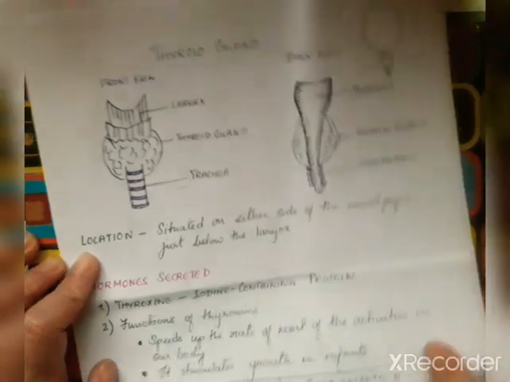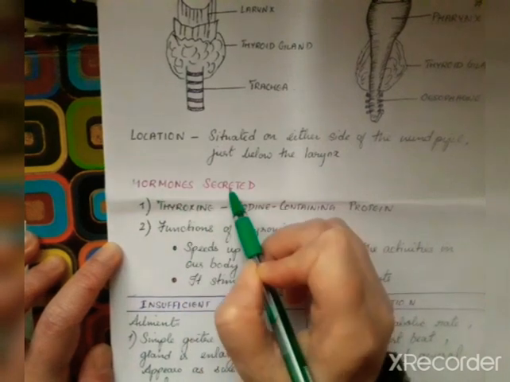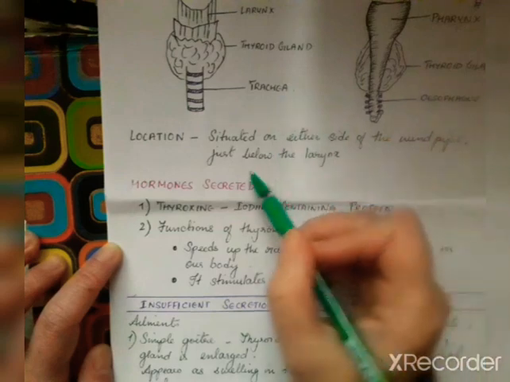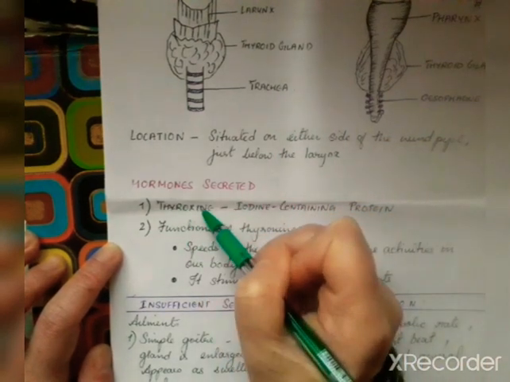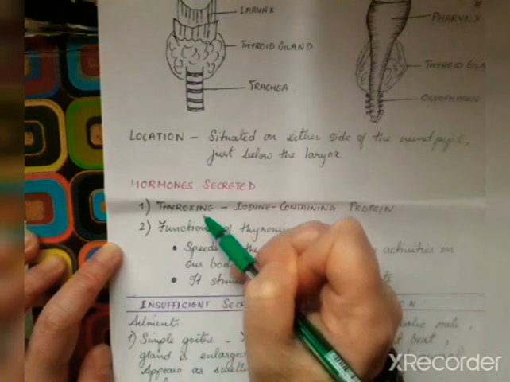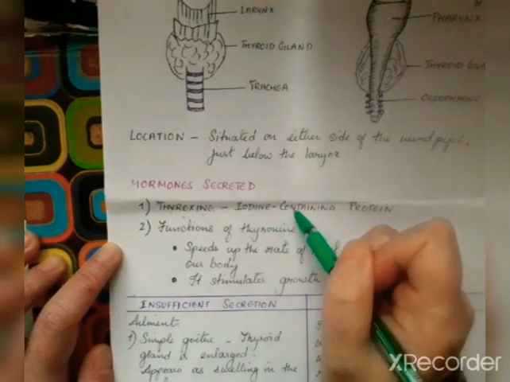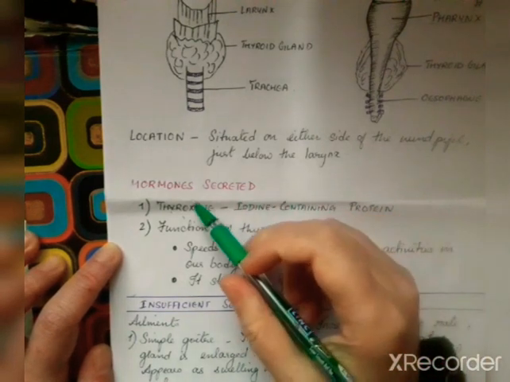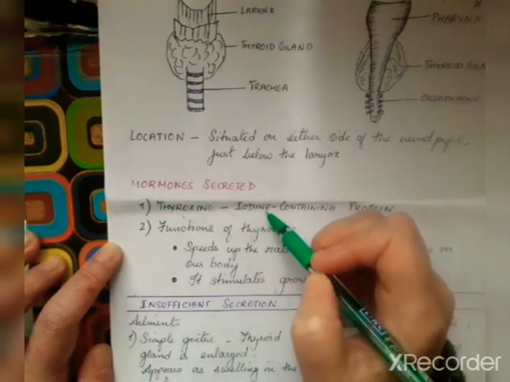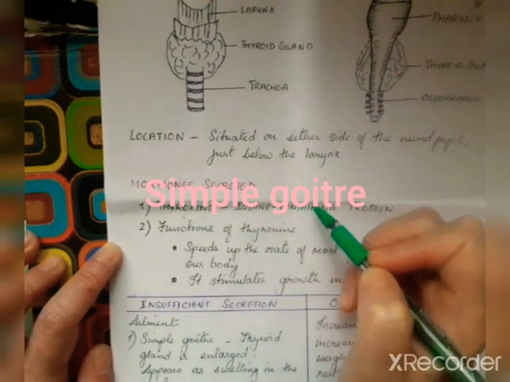Now let us come to the important part, which is the hormone secreted. The hormone secreted by this gland is known as thyroxine. Please remember the name and learn the spellings. All right. So thyroxine is an iodine containing protein. The chemical substance present inside thyroxine is iodine, which is very important for our body.